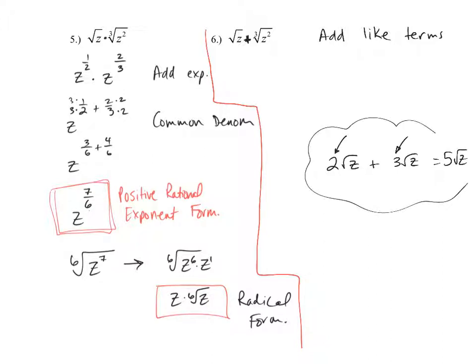Here I have a square root, and I'm trying to add a cube root. There's nothing we can do. This is as simplified as it goes. We're done.